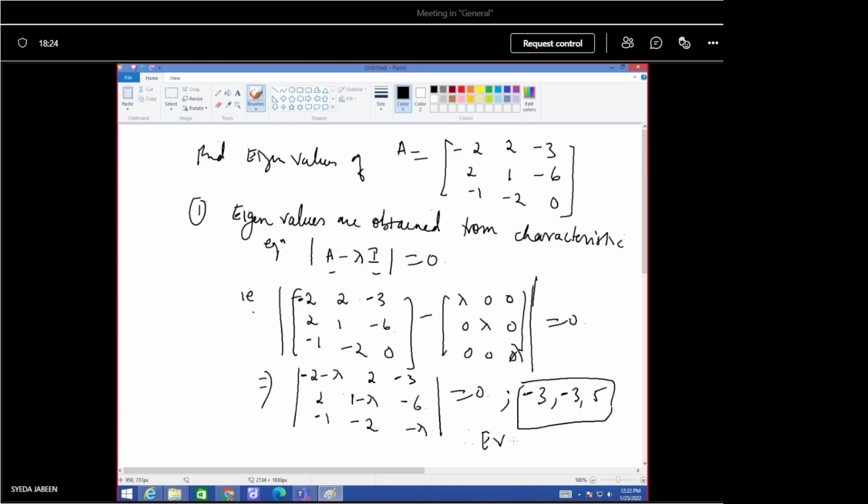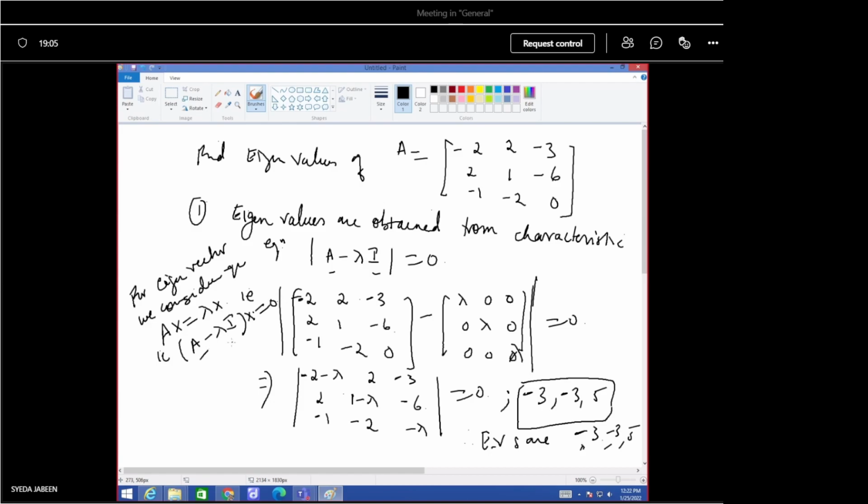Therefore, eigenvalues, we can write it in short. Eigenvalues are -3, -3 and 5. Now to each eigenvalue, we have to find the eigenvectors. So to get the eigenvectors, we consider the equation Ax is equal to lambda x. That is (A minus lambda I) into x is equal to 0.